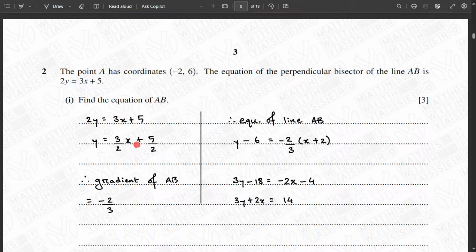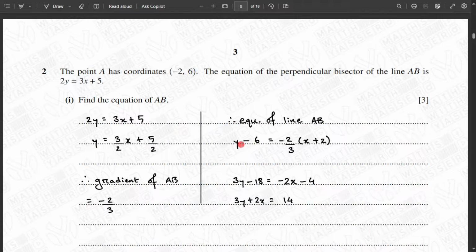So the gradient of the perpendicular bisector is 3 over 2. That means the gradient of AB should be -1 over the gradient of the perpendicular bisector, and that will give you the negative reciprocal, which is -2 over 3. Since we know the gradient now and we know a coordinate, then of course we can find the equation of the line AB.